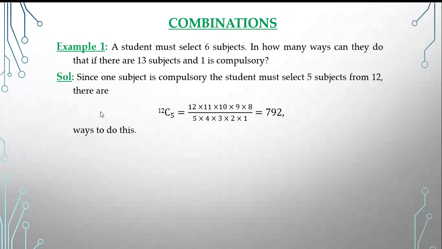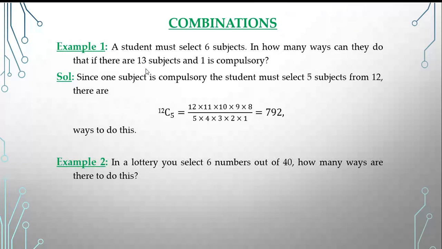Now you can solve this: 12C5 is 12 factorial upon 5 factorial times (12 minus 5), 7 factorial. When you expand this, the 7 factorials cancel out, so the remaining are these numbers, and after calculating you will get 792 ways in which the student can select six subjects out of the 13 subjects.